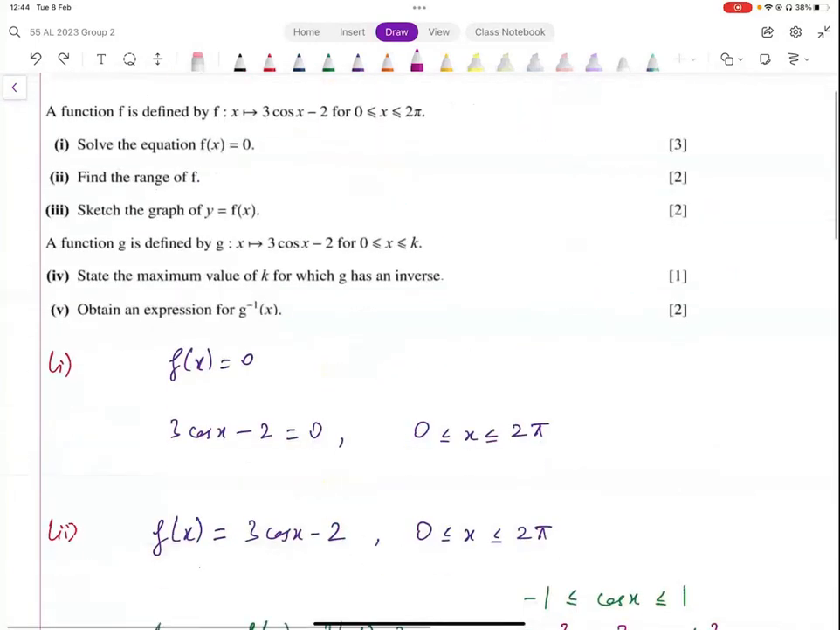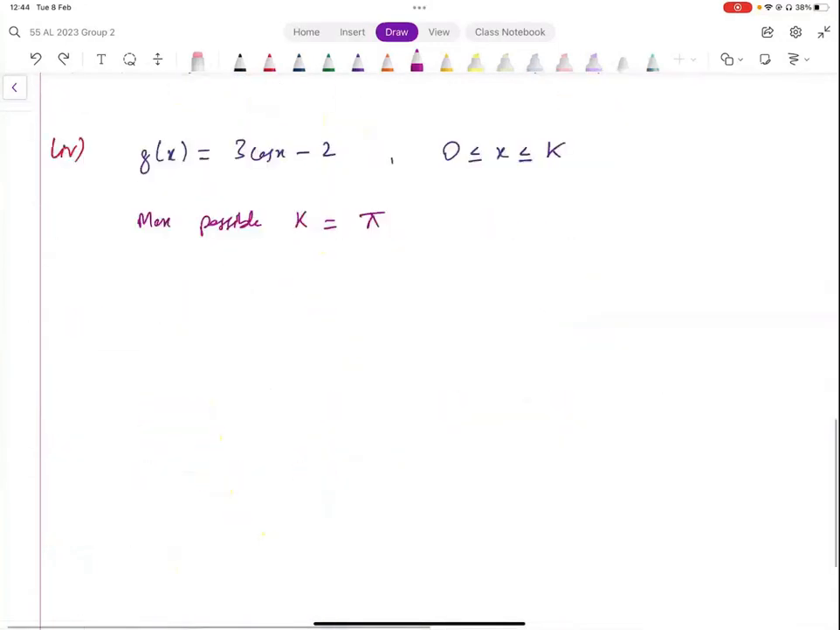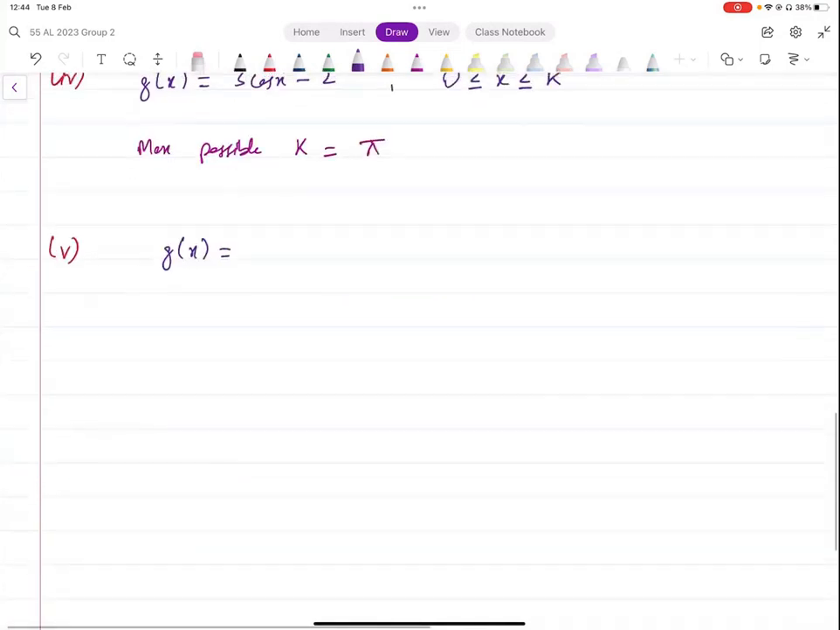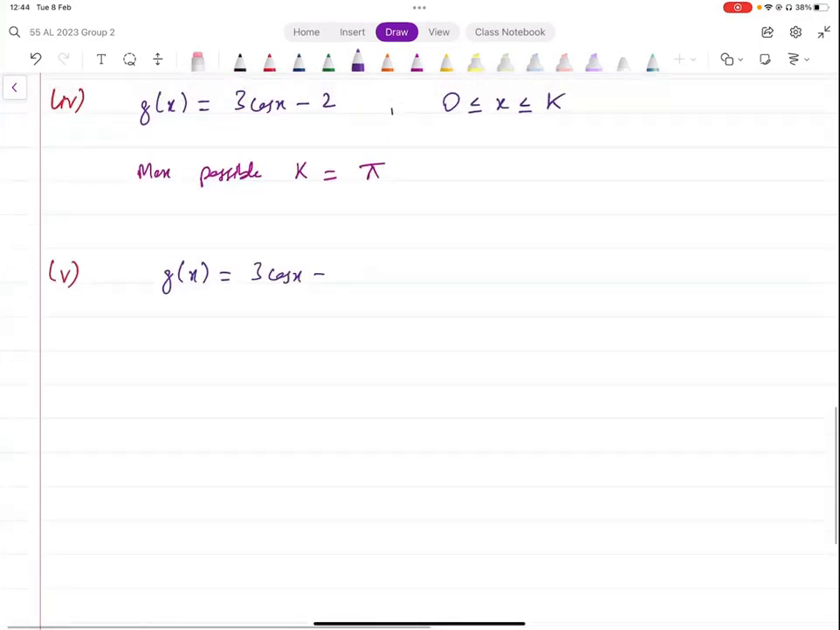Acha. Now we have to obtain an expression for g inverse of x. G का inverse निकालना है. Let's do that. We've got g of x that equals 3 cos x minus 2.